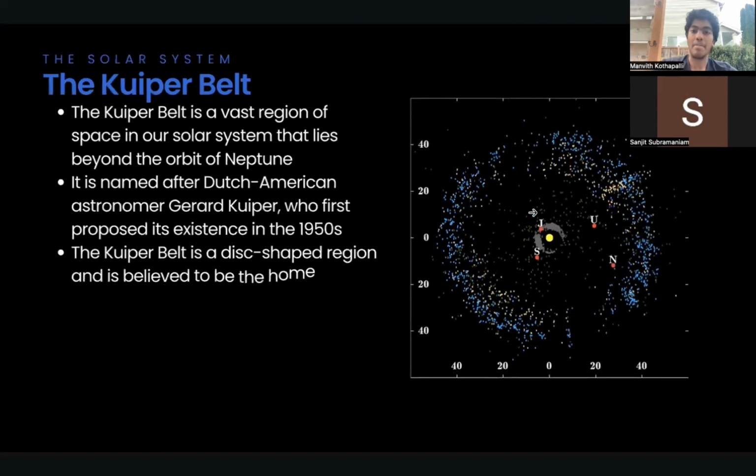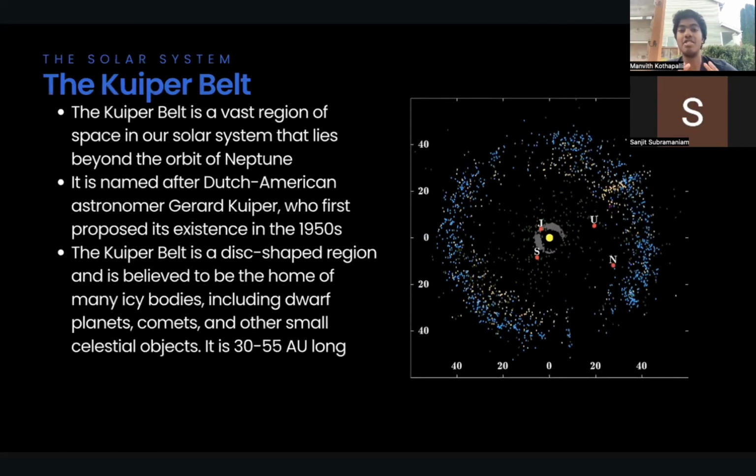And so now let's talk about the Kuiper Belt. The Kuiper Belt is a vast region of space in our solar system that lies beyond the orbit of Neptune. It is named after the Dutch-American astronomer Gerard Kuiper, who first proposed its existence in the 1950s. The Kuiper Belt is a disc-shaped region and is believed to be the home of many icy bodies, including dwarf planets, comets, and other small celestial objects. It is 30 to 55 AU long.